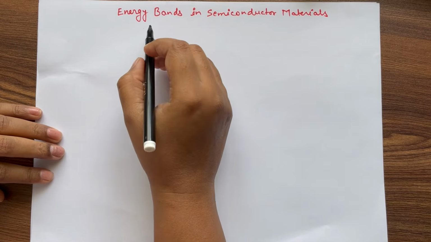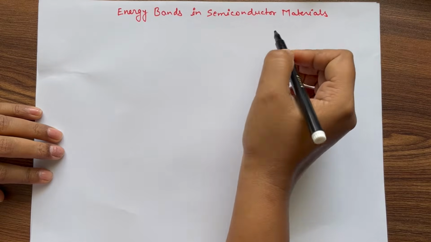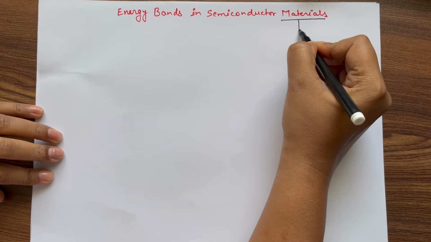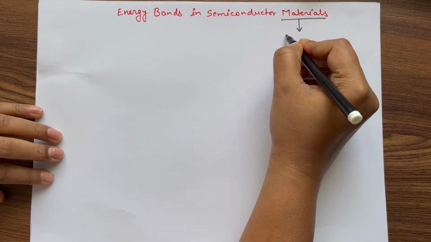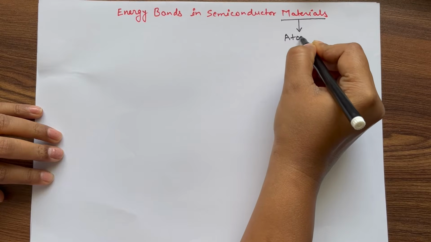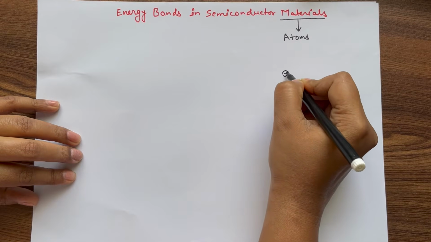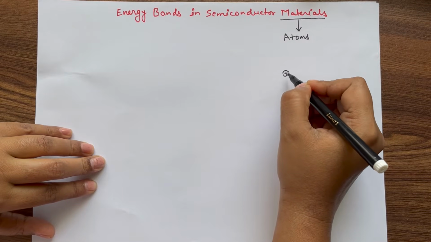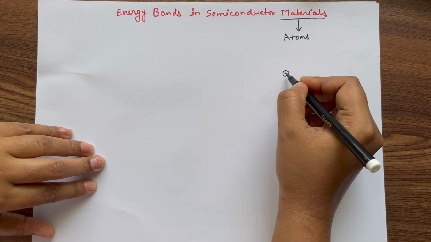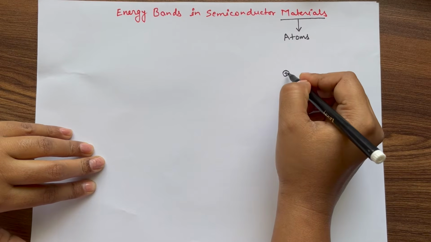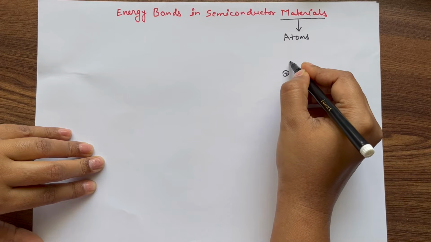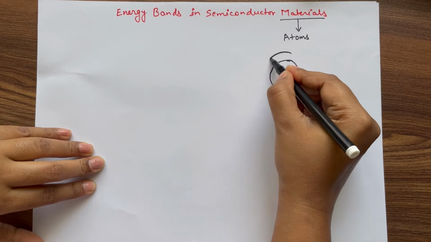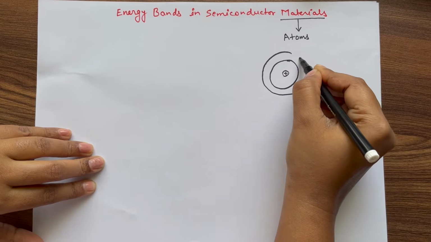In today's lecture, we are going to study the energy bands in semiconductor materials. We know all the materials in nature are made up of atoms, or we can say atoms are the fundamental building blocks of the materials. The atoms constitute a positive nucleus, which contains protons and neutrons. This nucleus is positively charged and is surrounded by a swarm, or cloud, of electrons. These electrons can have discrete energy levels.